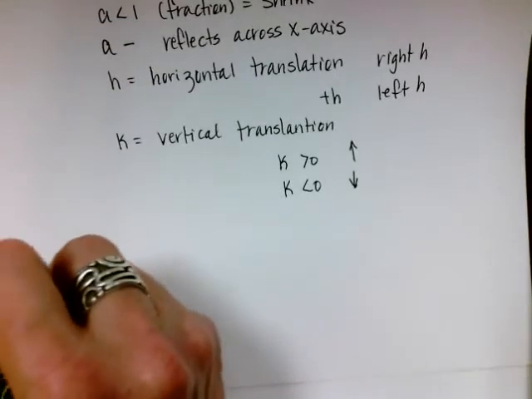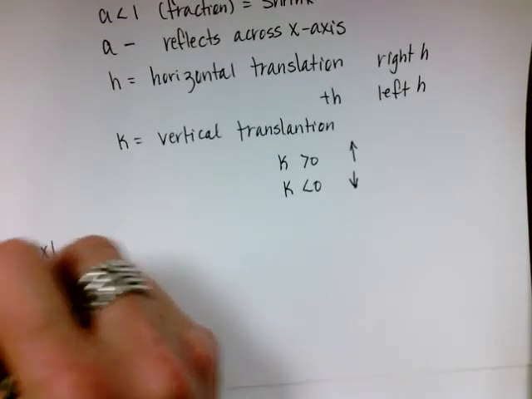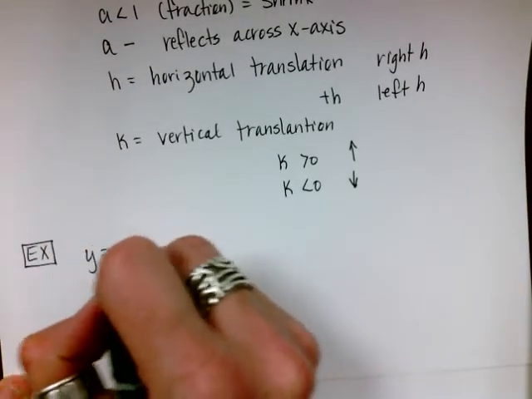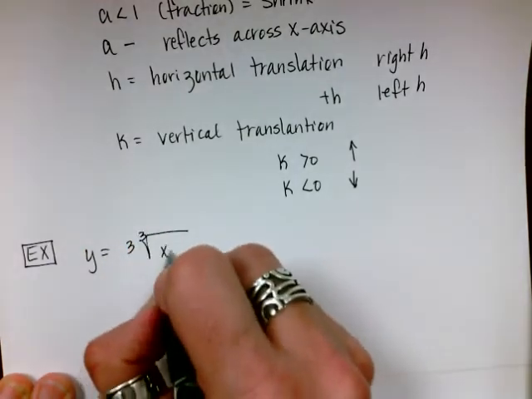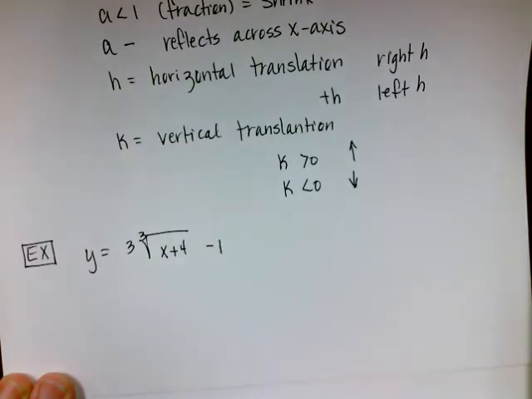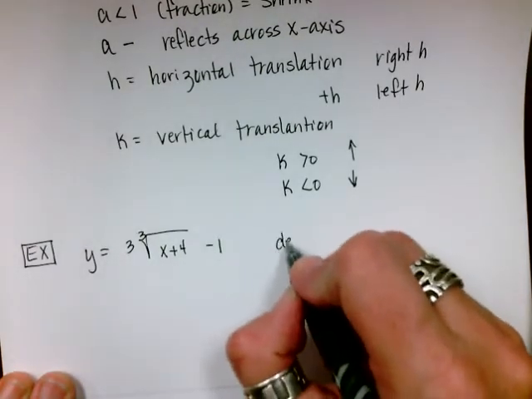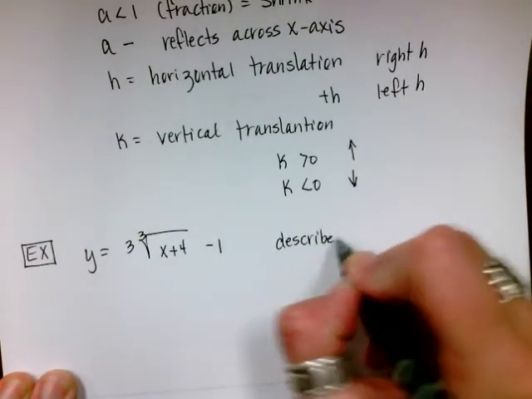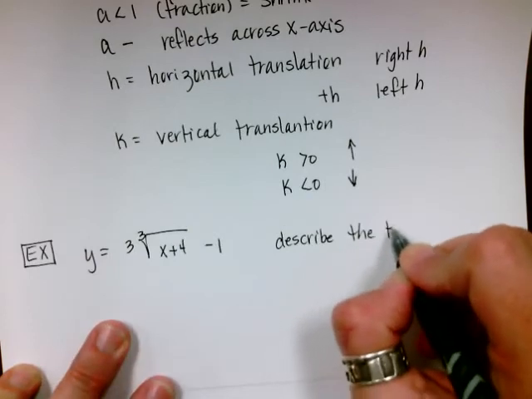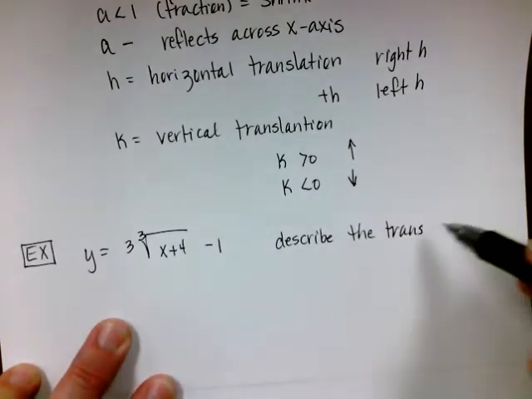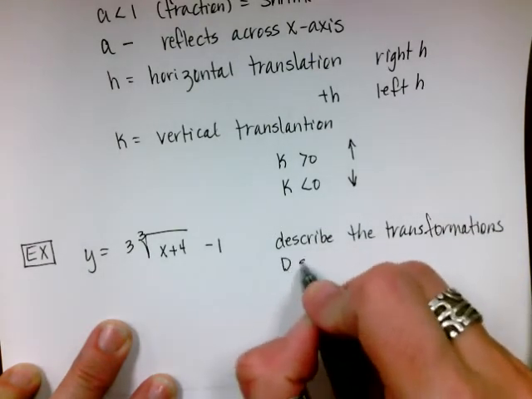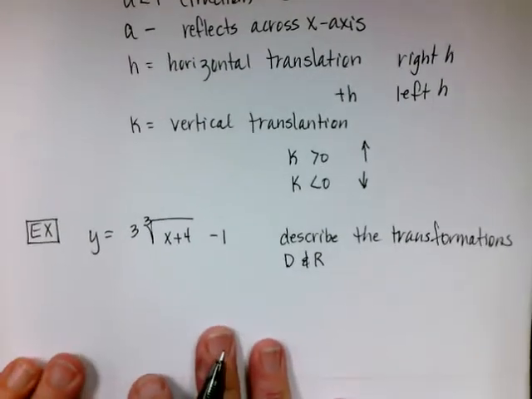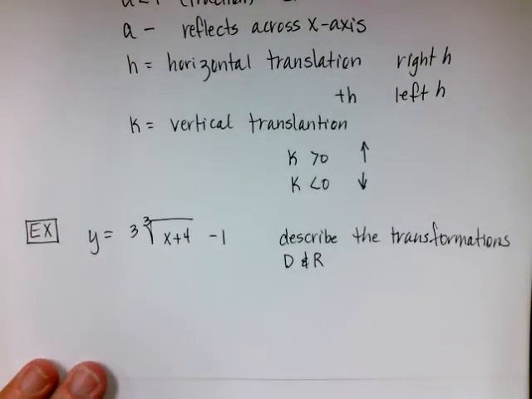Alright, so for the next example, I'm going to give you y is equal to 3 times the cube root of x plus 4, minus 1. I want you to describe the transformations. The calculator's in the way. And I want you to talk about the domain and the range. And we're going to use our grapher to help us with that one.